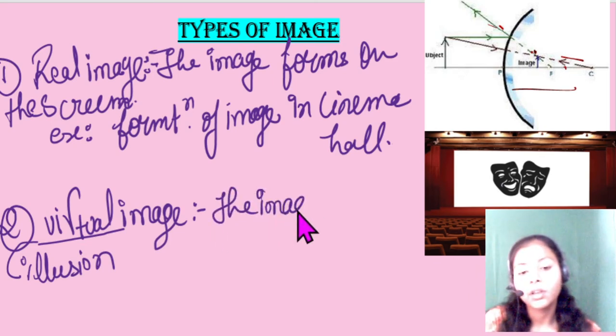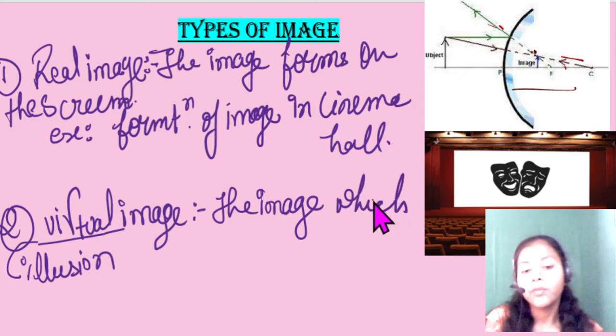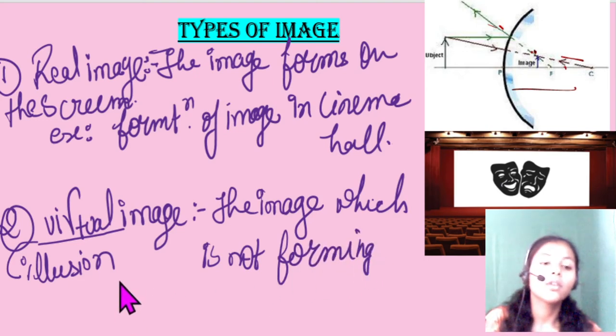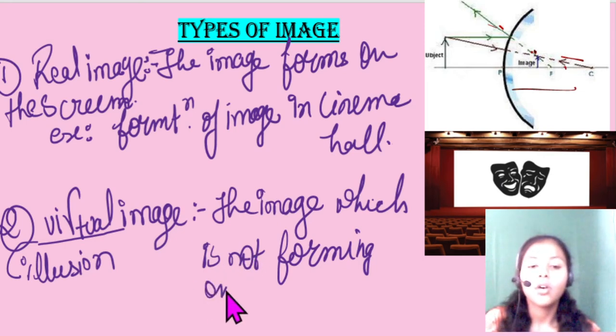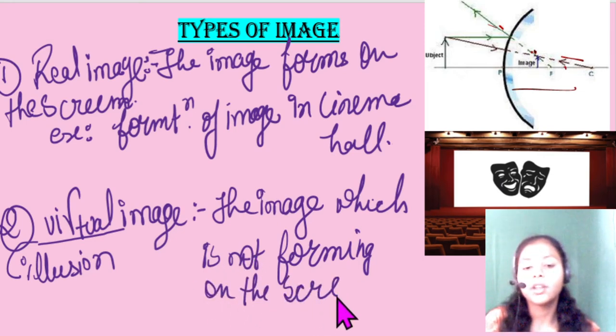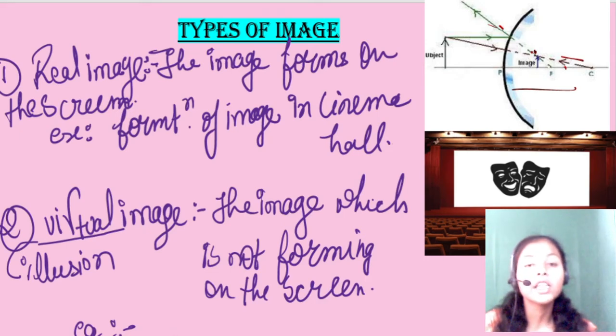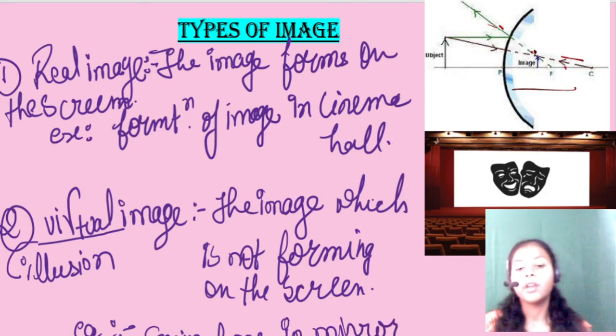The image which is not forming on the screen. So the example of virtual image you can take is formation of image when we see our face in the mirror. Seeing face in a mirror is an example of virtual image.